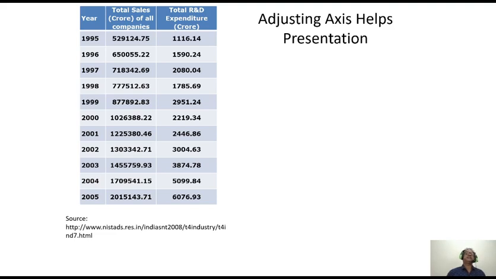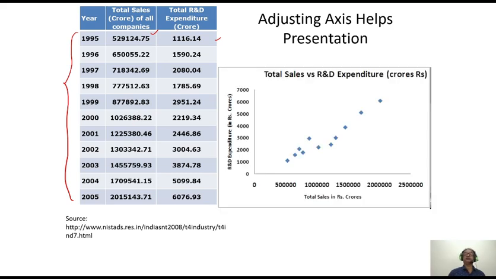Now, this is a graph where corresponding to different years, as you can see here, the different years are here. And this is probably the total sale of all the companies. Okay. Total R&D expenditure, so research and development expenditure, and these are the total sales of the companies. So I want to have this graph. So when I have this graph, you can see that the graph appears in this form.